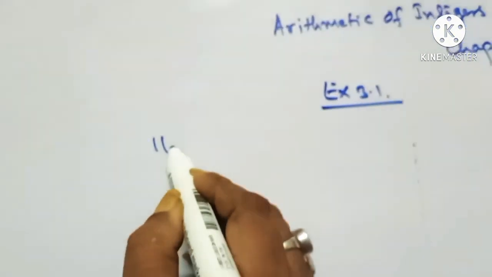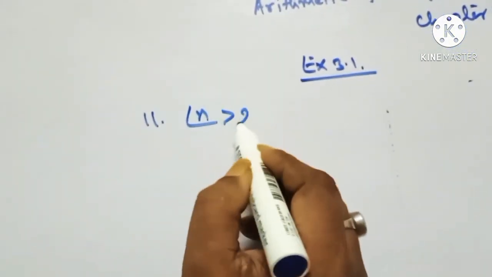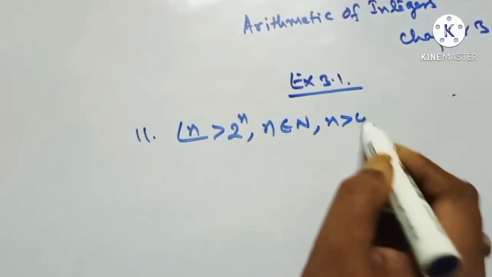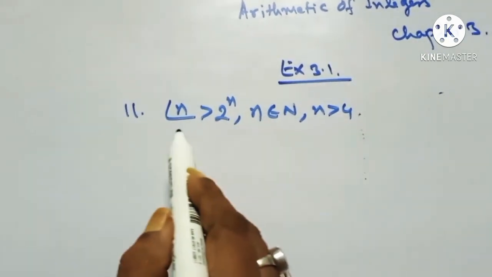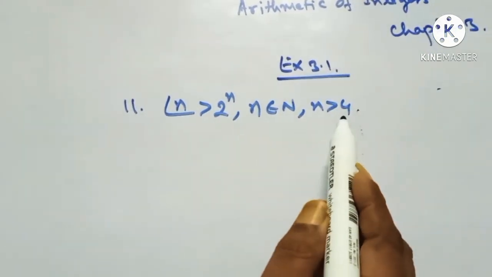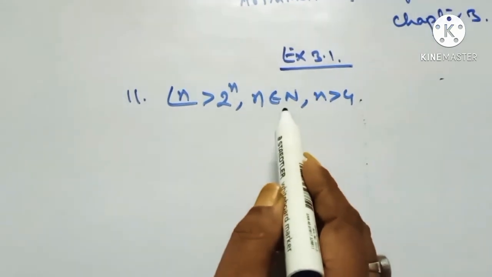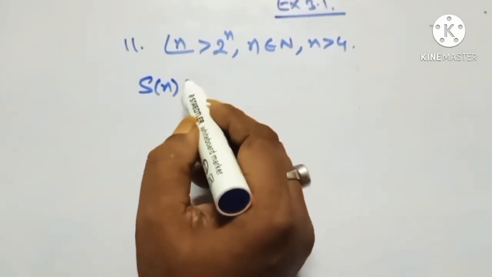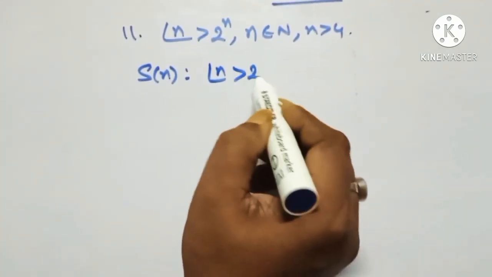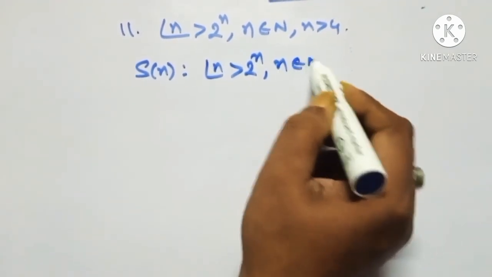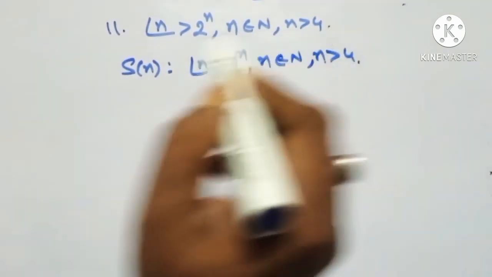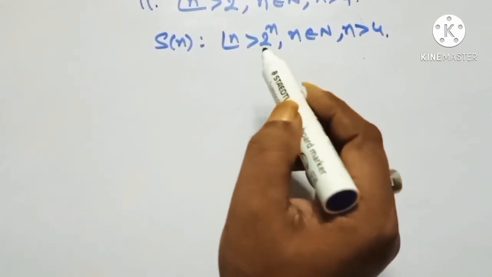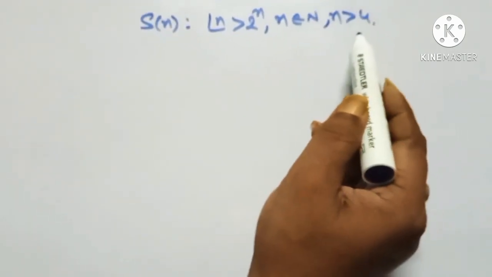Now question number 11: factorial n greater than 2 to the power of n, where n belongs to natural numbers, n greater than 4. Remember one thing here, this statement is true only when n is greater than 4 and n belongs to natural numbers. Let us represent this statement as Sn. Here in the statement it is given itself that it is satisfied only when n is greater than 4.